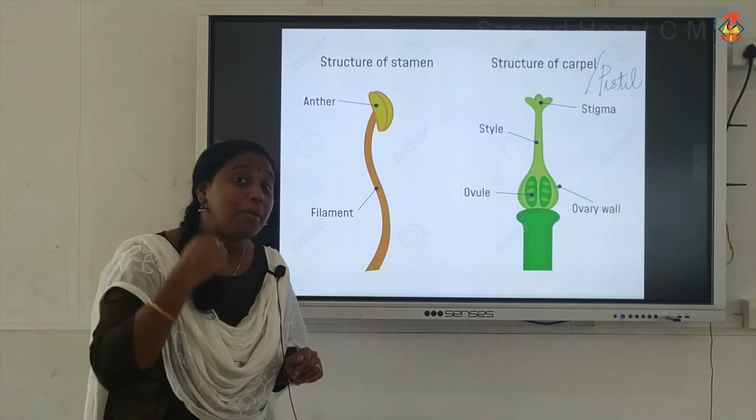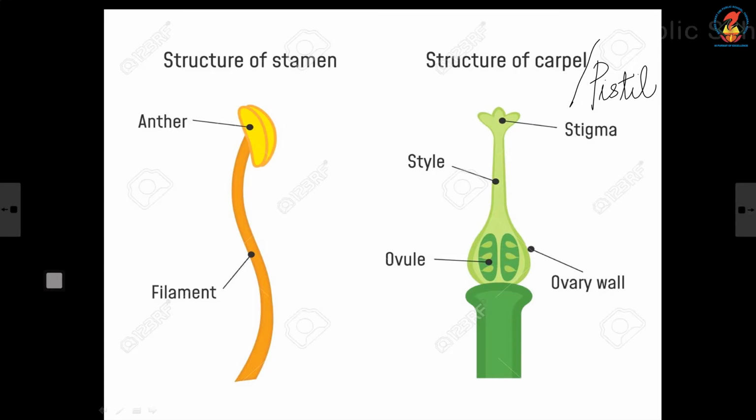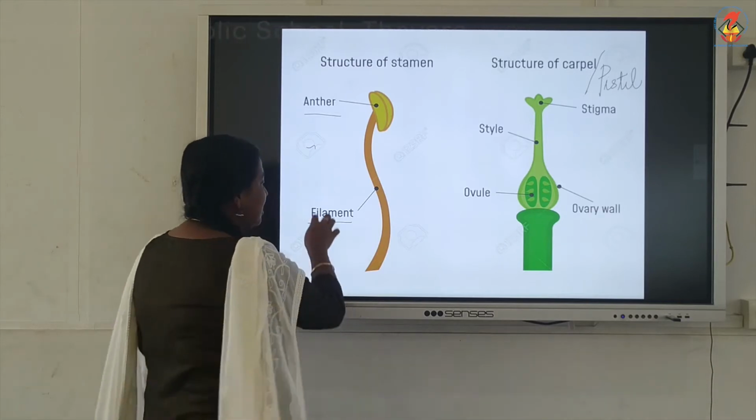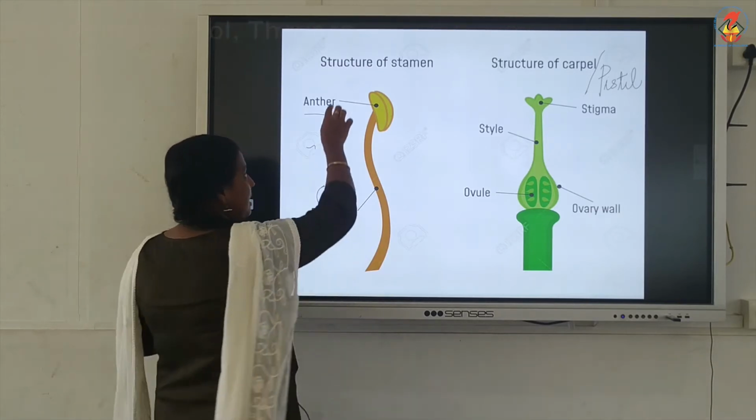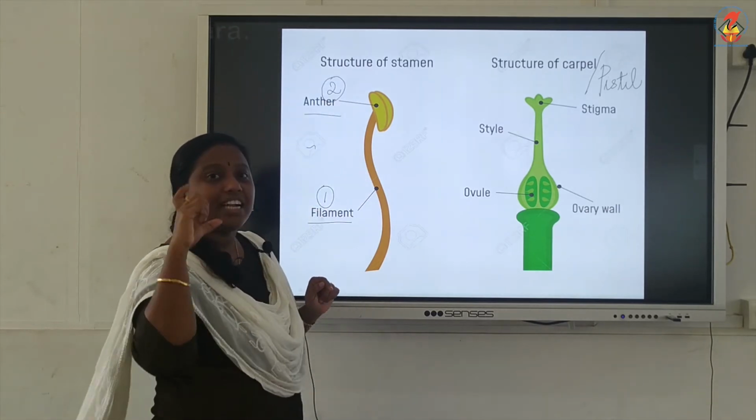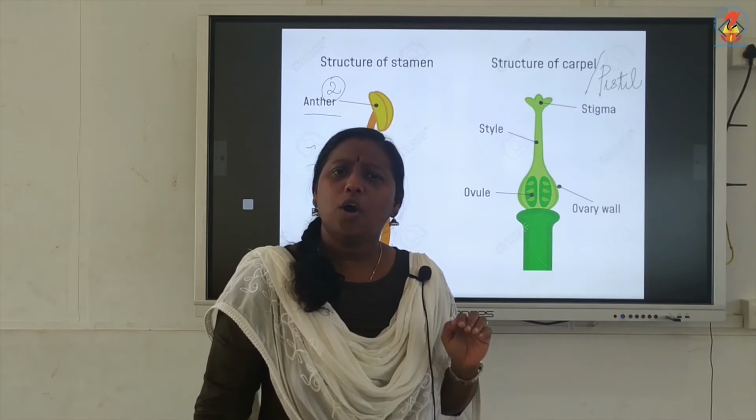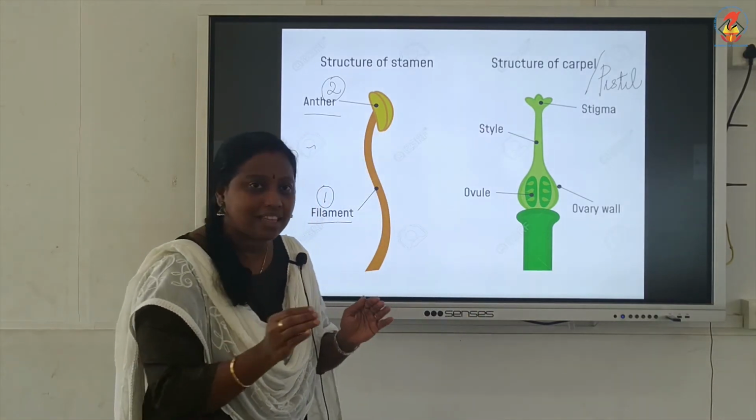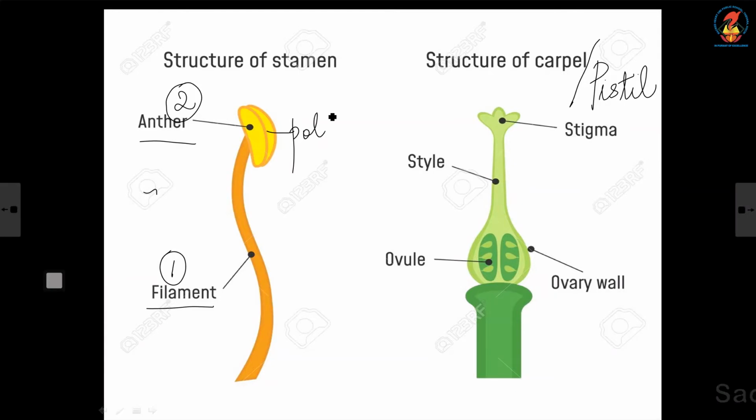A stamen has 2 main parts. It has a long tubular portion, you call it the filament. And at the end of the filament you have a lobe-like structure, you call it the anther. So how many parts are there for the stamen? 2 parts. The first is the long filament. The second one is the anther at the tip of the filament. Now if you open an anther, you can see that inside the anther there will be lots of pollen grains, minute structures.